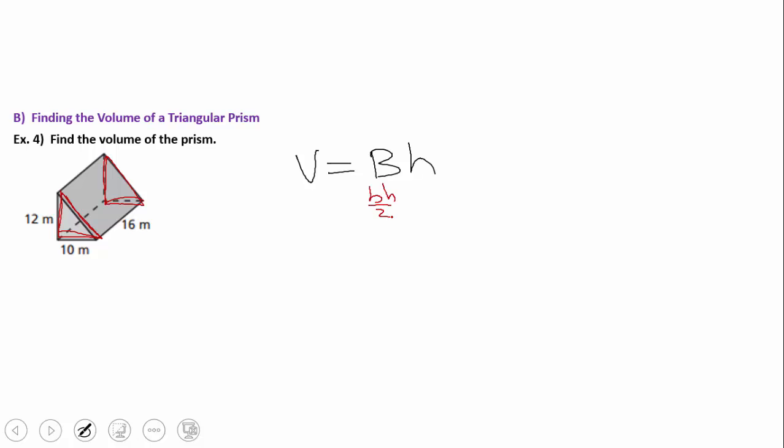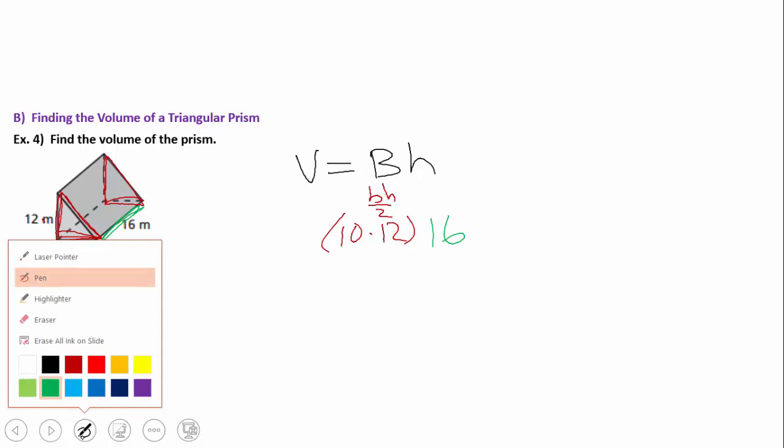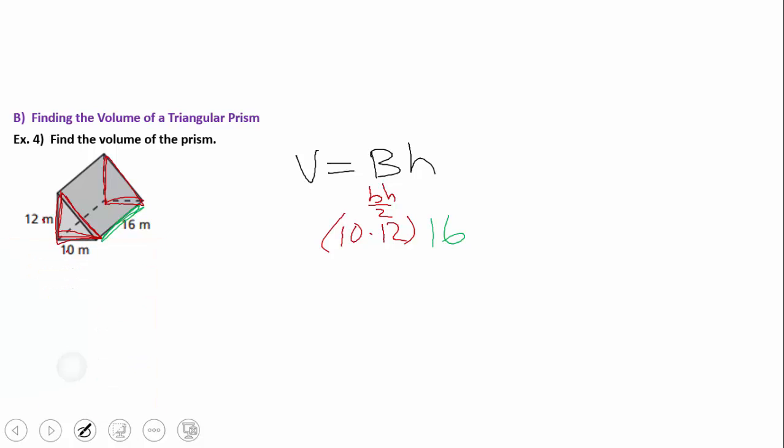In this particular case, we're looking at the triangle. We have 10 and 12 as the base and the height. And then we're multiplying that by the distance between the two, which is 16. Whoops, we forgot something there. We've got to divide it by 2. Don't forget that. We've got to divide by 2.